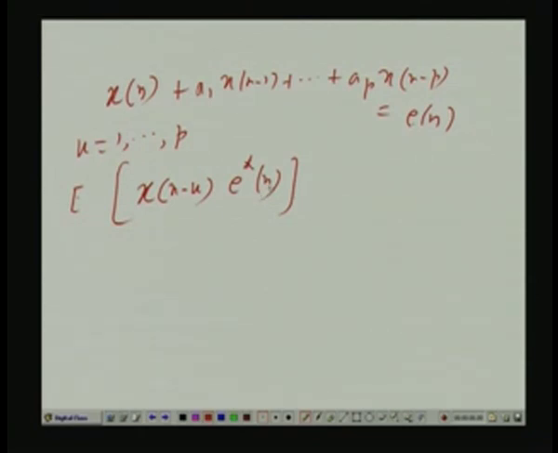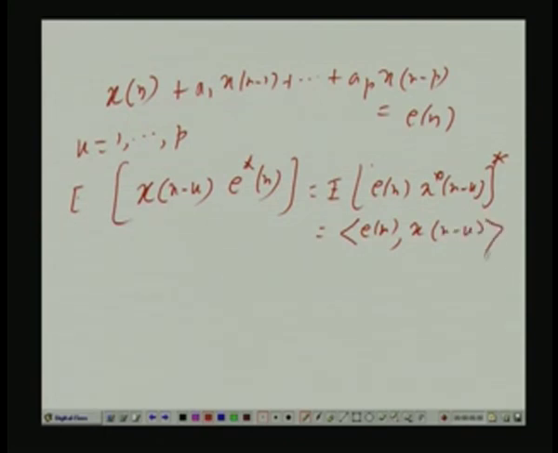Inner product of x[n-1] with e star n means actually E of e[n] x star[n-k] star, which is nothing but the inner product between e[n] and x[n-k] and then star, and this e[n] is orthogonal to x[n-1], x[n-2] up to x[n-p]. So this is 0, the conjugate of 0 is 0. So this must be 0.